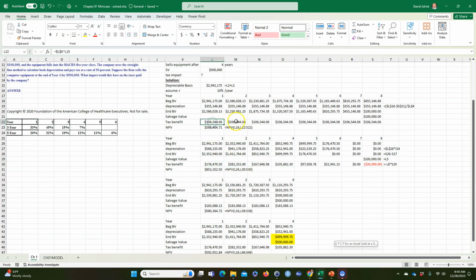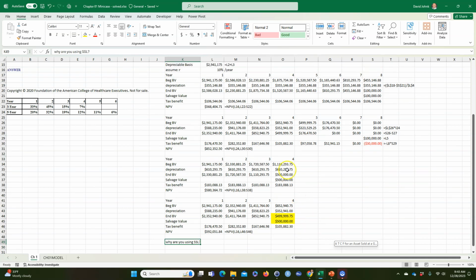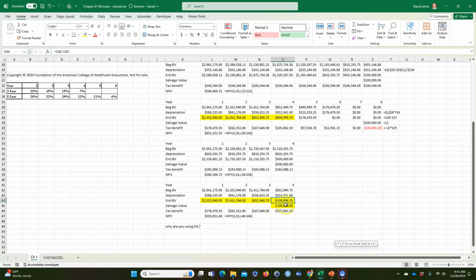Like for example, you're getting 106 here, you're getting 282 here. So when you discount it back, it's a higher amount, right? So it's better to use MACRS. So if it lets you do it, why is the company using SSL? So that's one good question. Another thing you can see is that if you use MACRS, it's not going to have any difference because you have the same ending book value. And you actually have the same amounts here, right? And since you're selling it and you're going to get $500,000, they don't change, so you could say no difference.